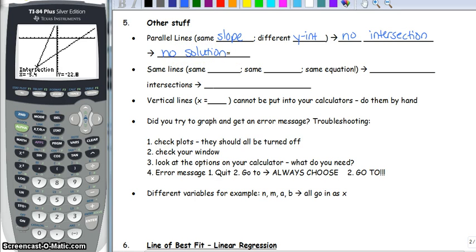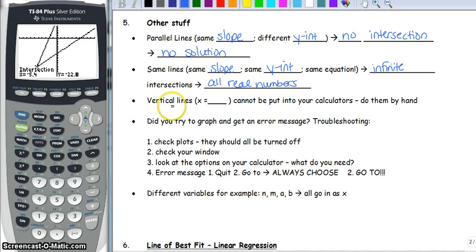Now, if you happen to have the same lines, which means you have the same slope and the same y-intercept, that means that you have the same equation. That means that you're going to have infinite intersection points because you're going to have two lines right on top of each other. That means that they're always going to be intersecting each other. And that means that you're going to have an all real numbers solution.